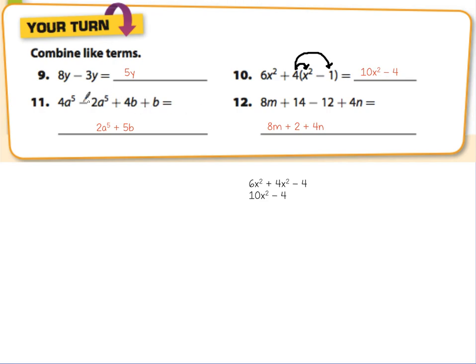All right. Here you could combine 4a to the 5th and 2a to the 5th by subtracting, so you get 2a to the 5th, and you can add 4b plus b and get 5b. Here, the only things that you could combine were 14 and 12 by subtracting, and you would have gotten 8m plus 2 plus 4n.